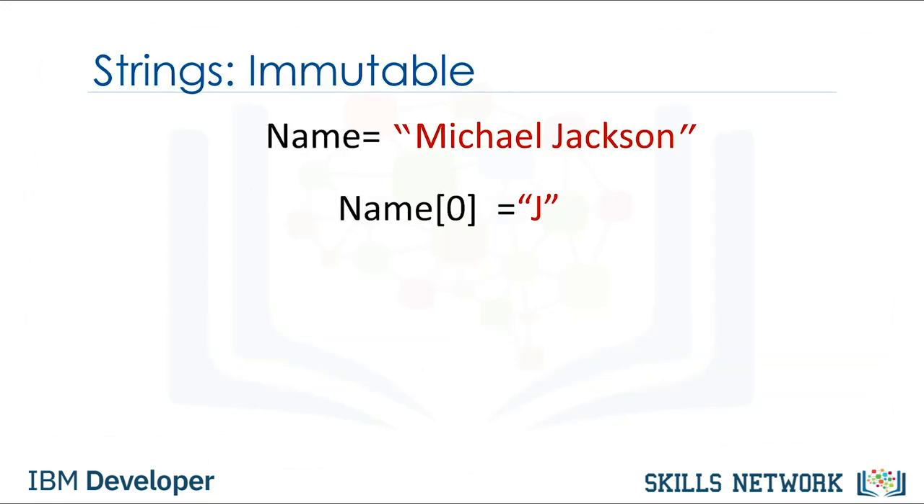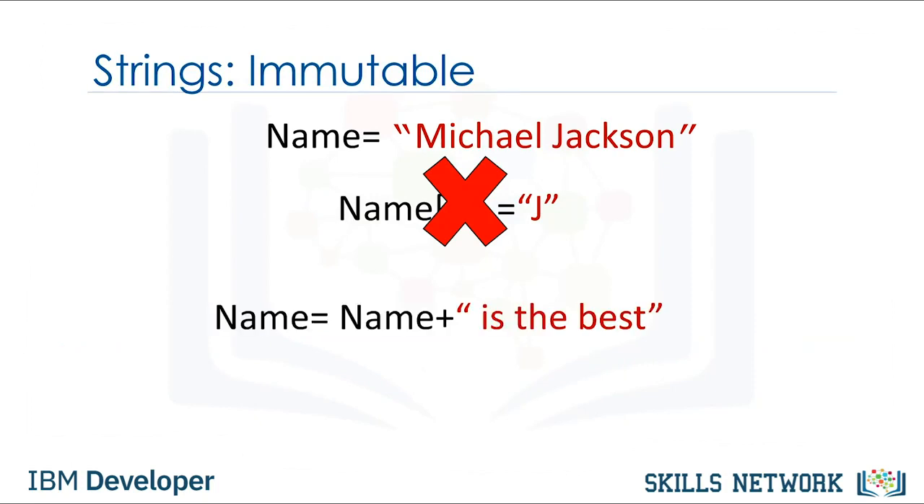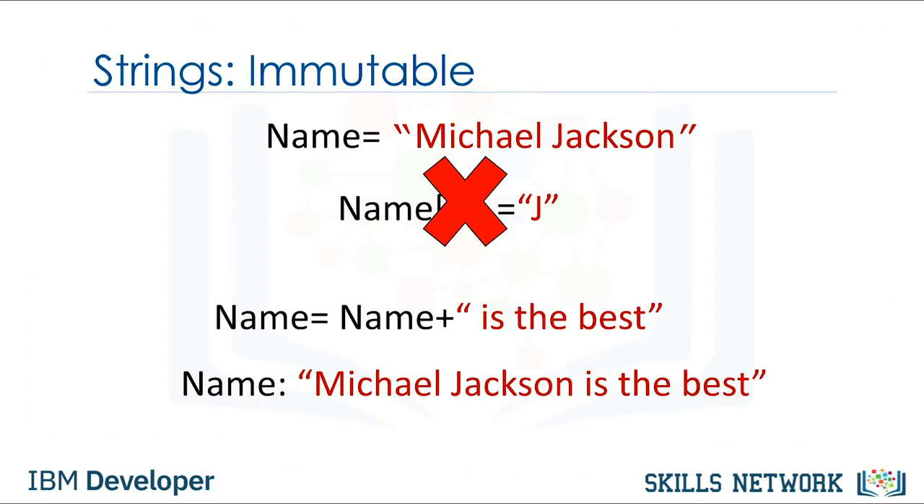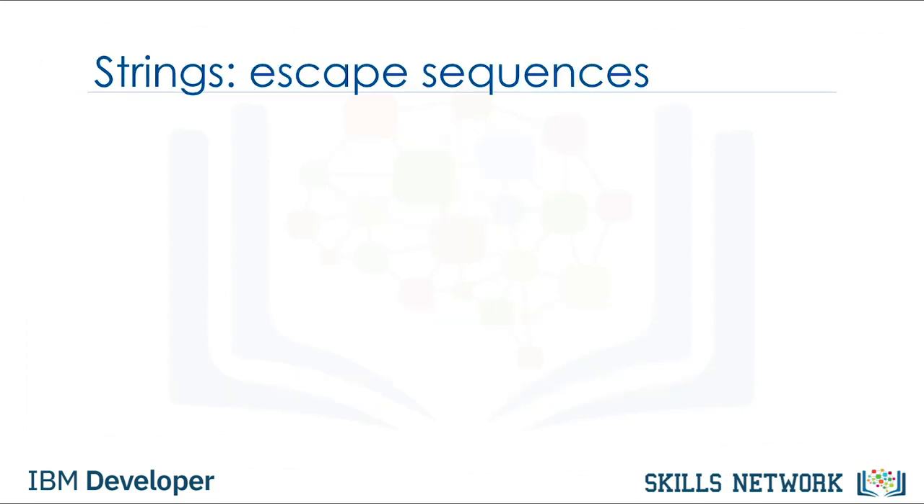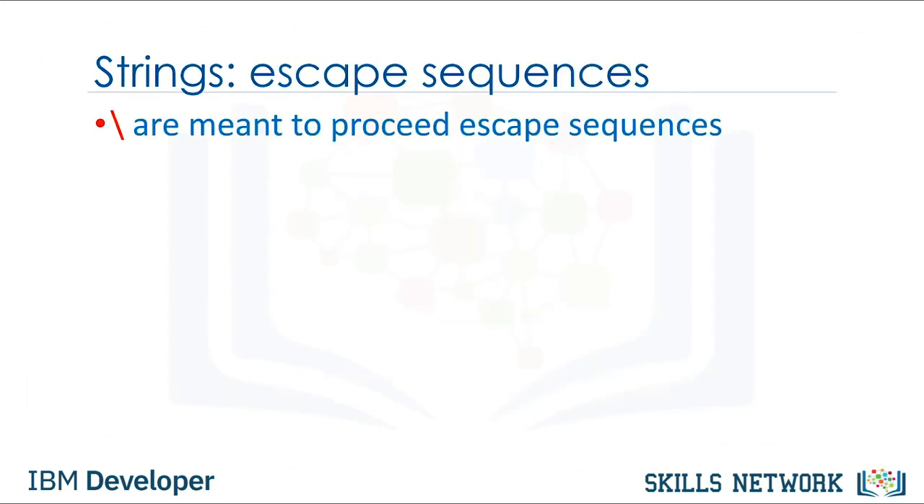This means you cannot change the value of the string, but you can create a new string. For example, you can create a new string by setting it to the original variable and concatenating it with a new string. The result is a new string that changes from Michael Jackson to Michael Jackson is the best. Strings are immutable.